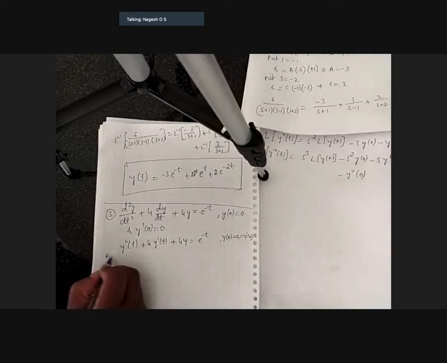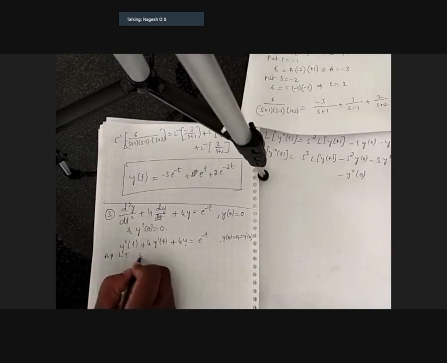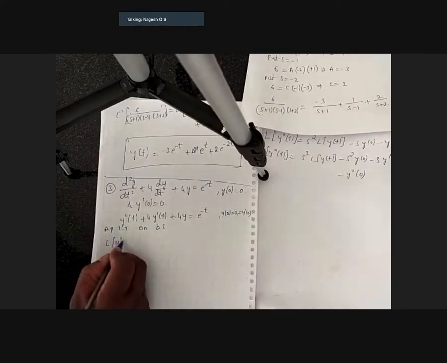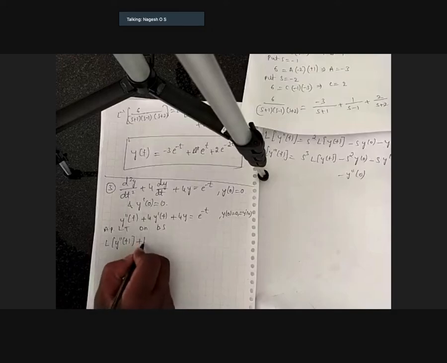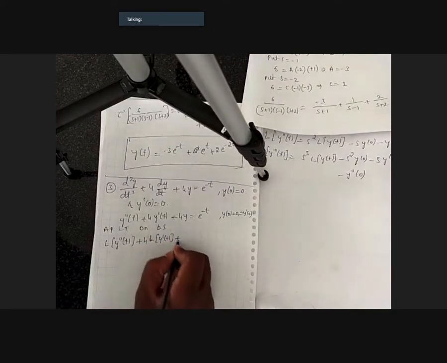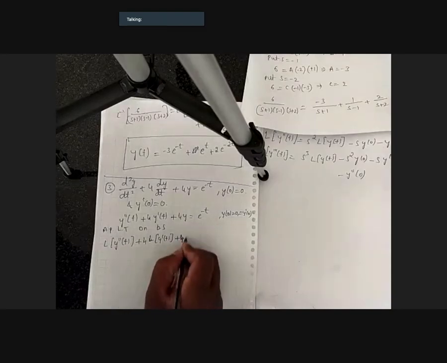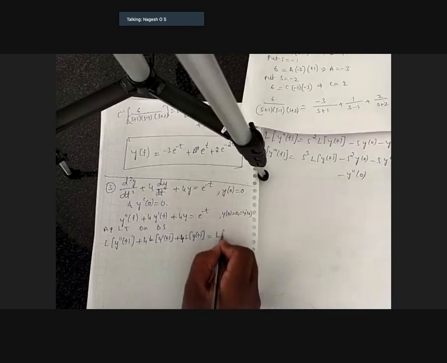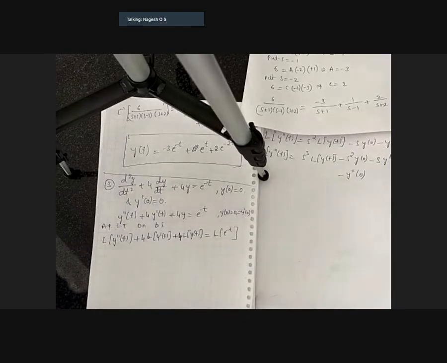Apply Laplace transform on both sides. Both sides we need to apply. L of y double dash of t plus 4 L of y dash of t plus 4 L of y of t equal to L of e power minus t. Here the right hand side also has a function, it is not 0. You have to write that function also.